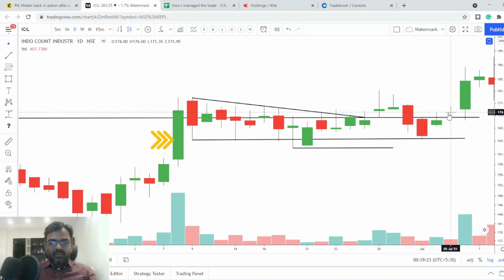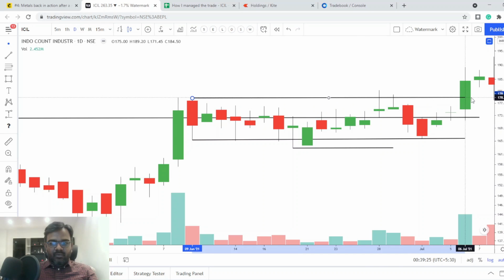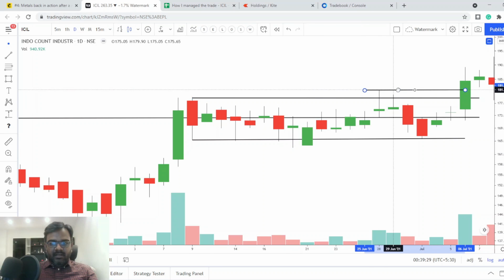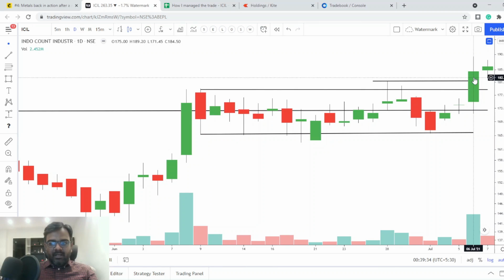Now on the 6th of July, our previous high was this high, right? And also we have one more high over here, right? Now on the 6th of July, the stock tried to move up and it closed completely above all the previous highs.